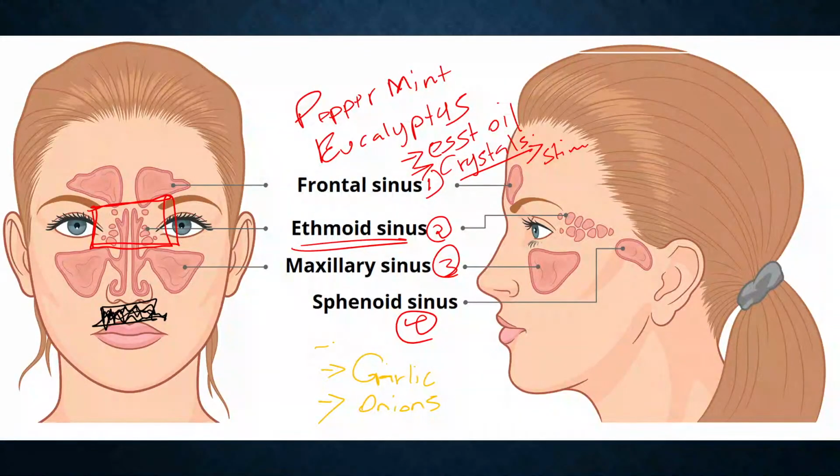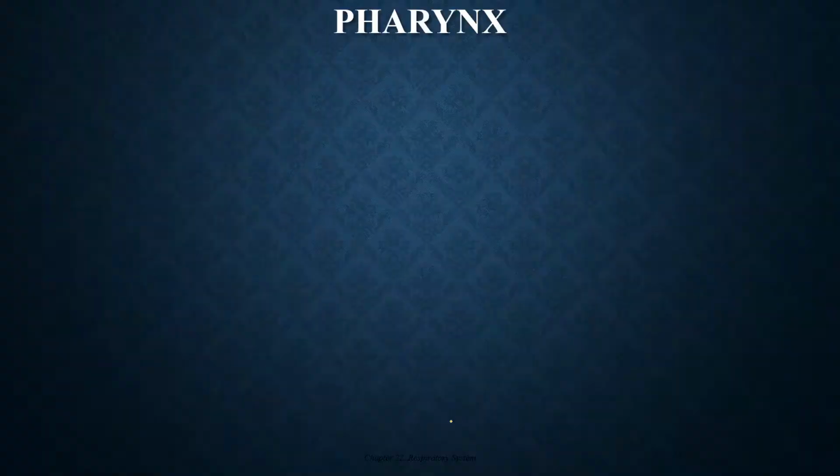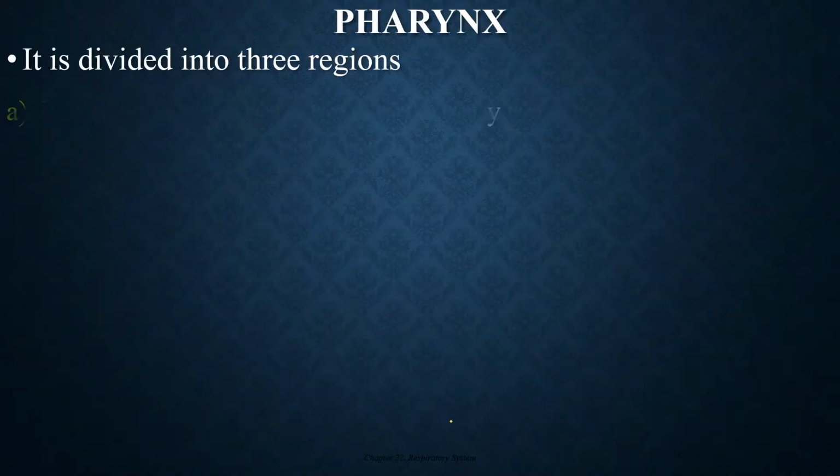You can use as well honey. Cayenne is very good for blockages as well. Cayenne pepper. If you find the African cayenne, it would be better. So let's continue to the next organ.